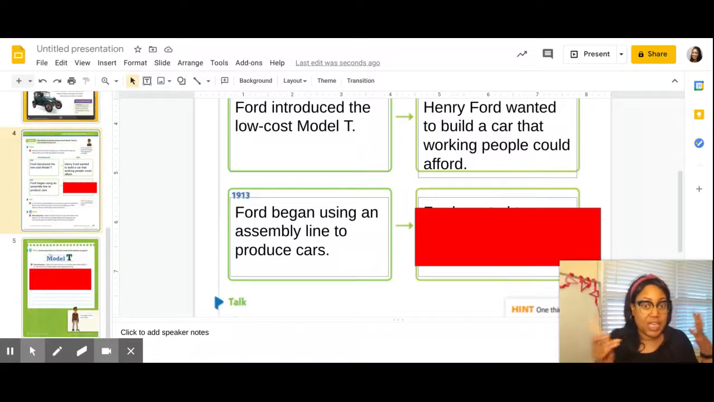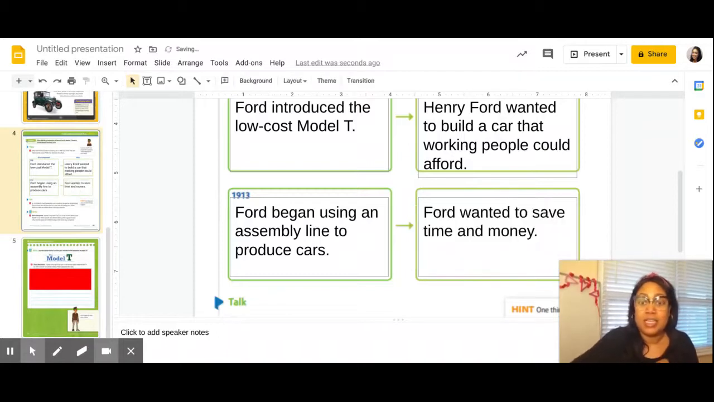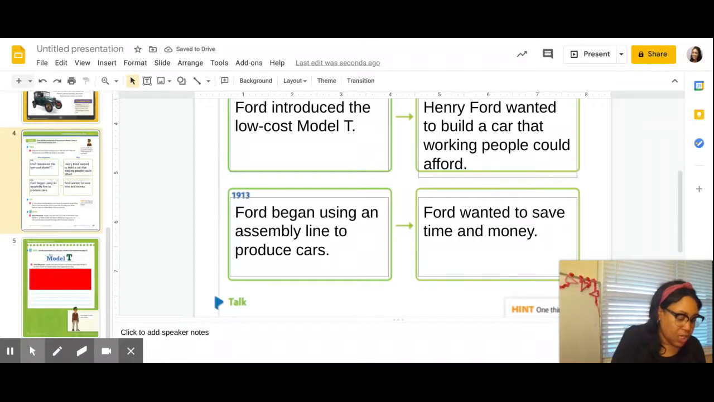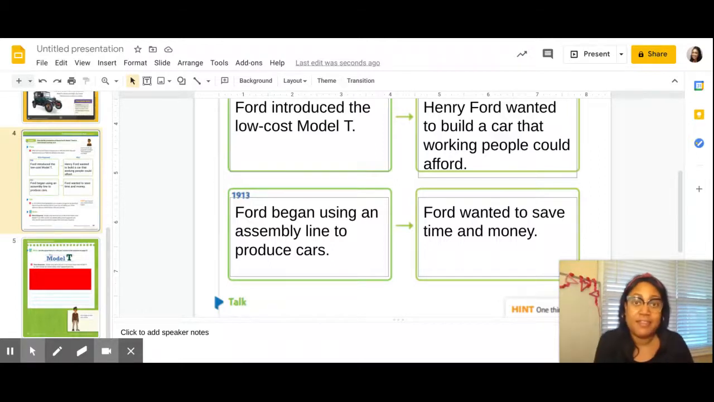Okay, so why did Ford begin using an assembly line? Well, why is because he wanted to save time and money. In fact, if we go back up to paragraph 2, it says, each car was handcrafted. It also meant that each took a long time to make. Ford decided his cars would no longer be handcrafted. They would be put together in exactly the same way, saving time and money.